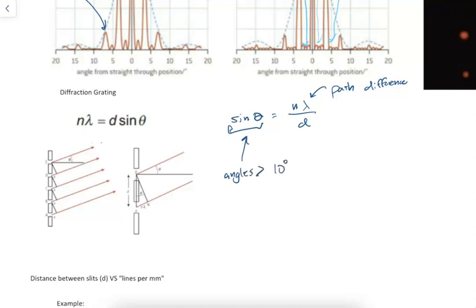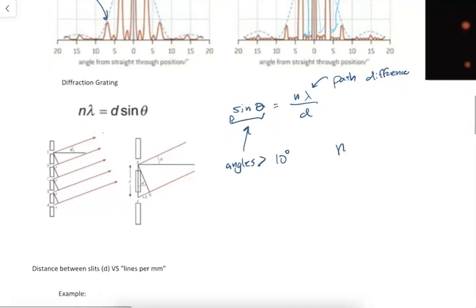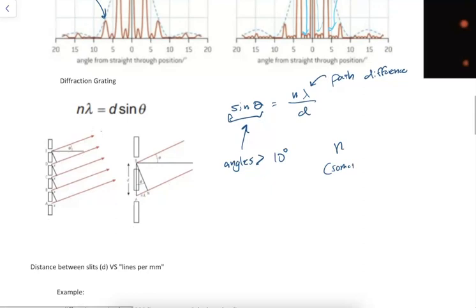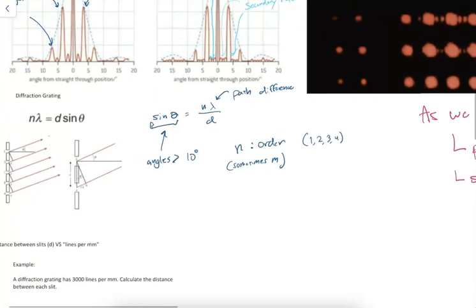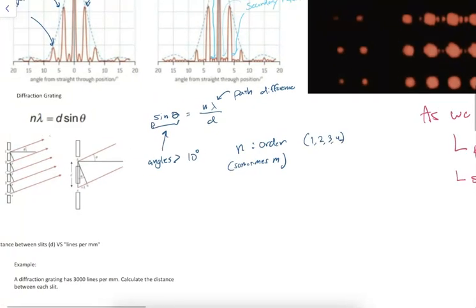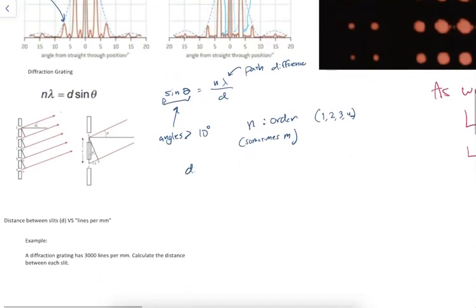So none of this is different, except we do call n, and sometimes we'll also see it as m, which is annoying, the order. But it really is the maximum number. The central max is 0, the first max is n equals 1, n equals 2, n equals 3, and so forth. d is the slit width.